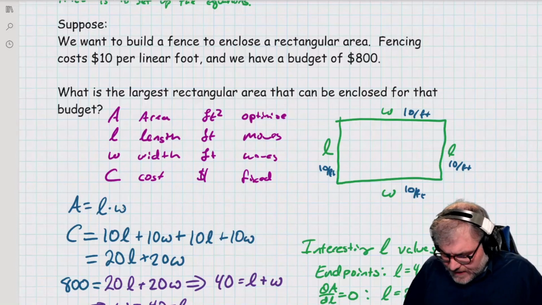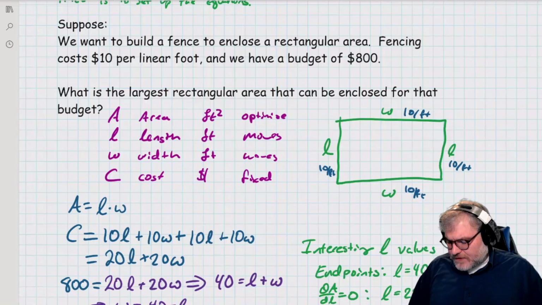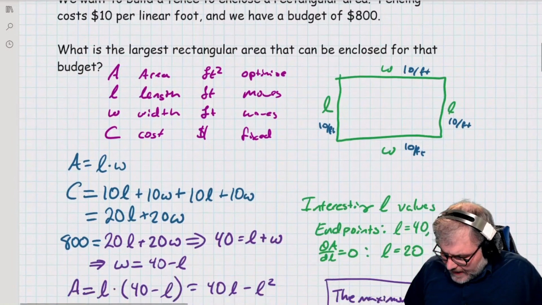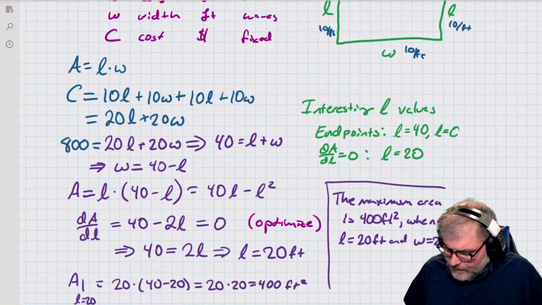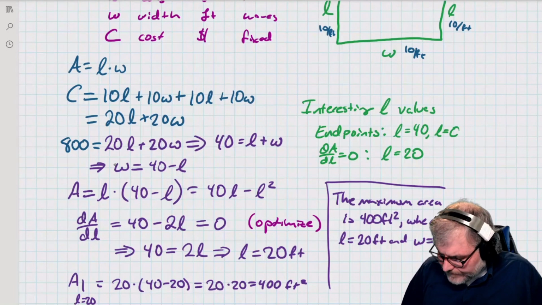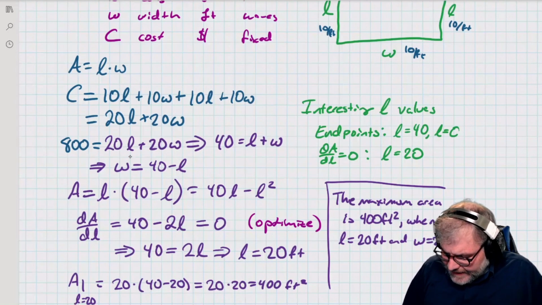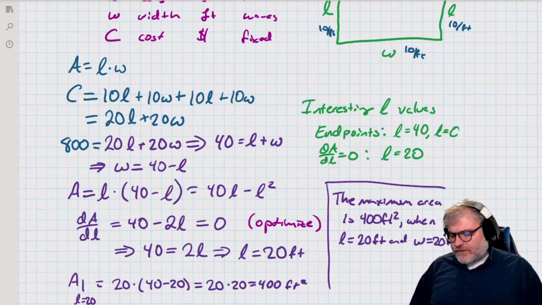So these are my equations. The area equals the length times width, and the cost is $10 a foot for that side, $10 a foot for that one, and so on for each side. That gives me 10L plus 10W plus 10L plus 10W, or 20L plus 20W. Then I look for my interesting values. I substitute in 800, which is my fixed cost, because it doesn't move. I wind up with 800 equals 20L plus 20W. That gives me that W equals 40 minus L.